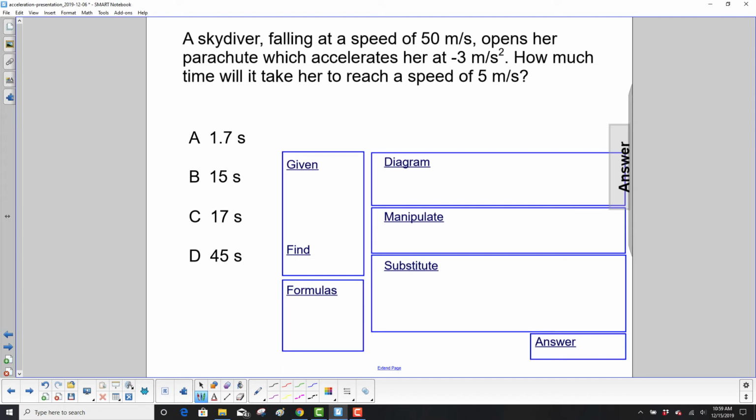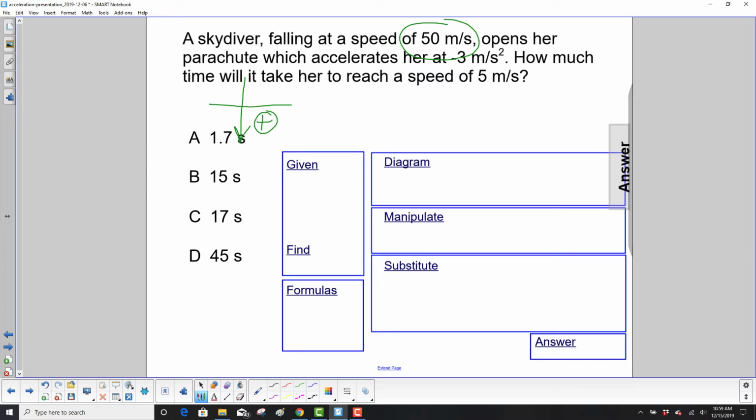A skydiver falling at a speed of 50 meters per second, and let's stop right there because we have to make a decision. We're calling this 50 meters per second, but the skydiver is going down, which normally we take as negative. But I tell you what, let's consider that positive this time. You can absolutely switch which direction is positive and negative. So we're going to say the down direction will be positive.